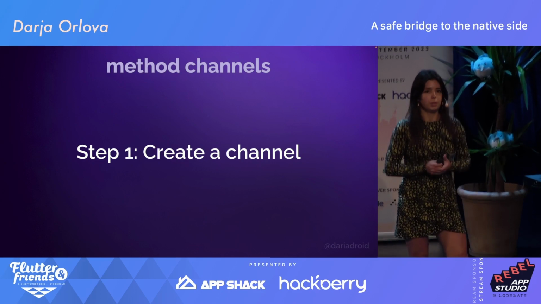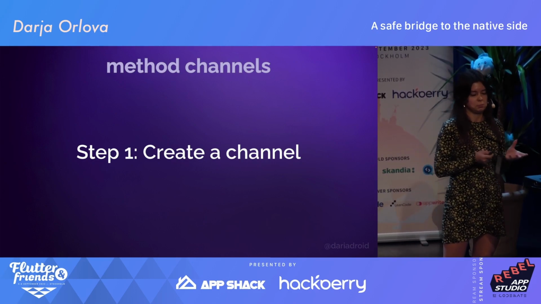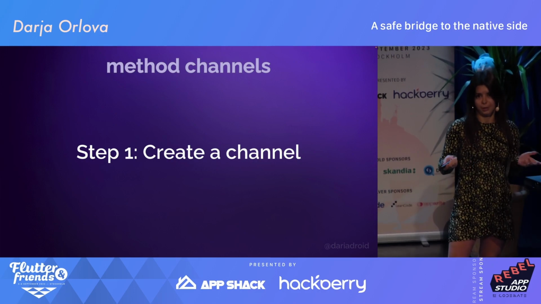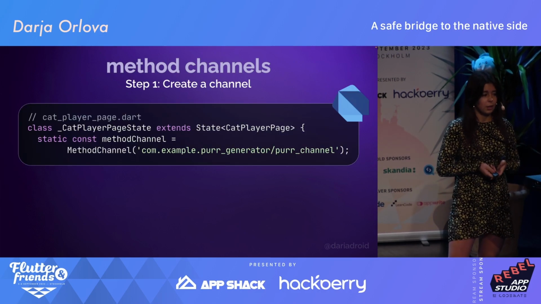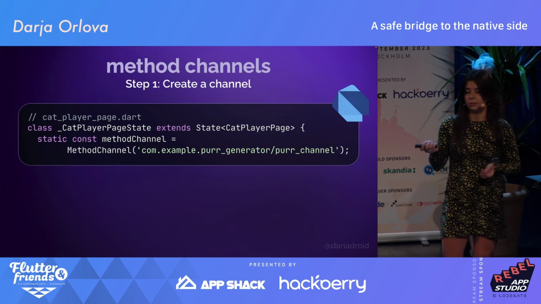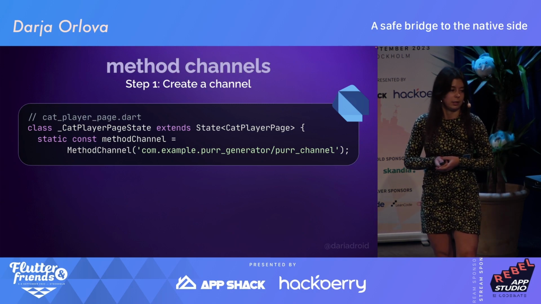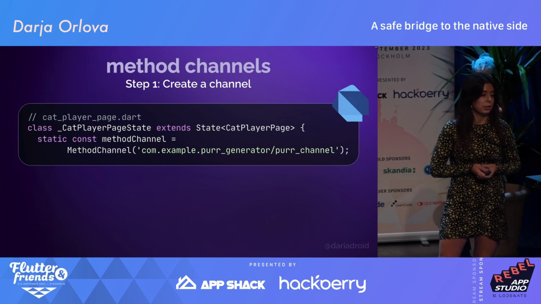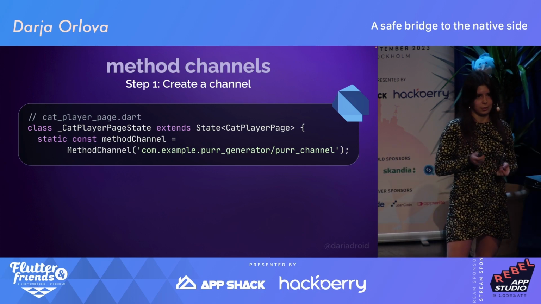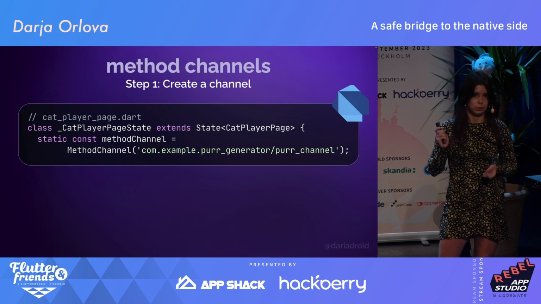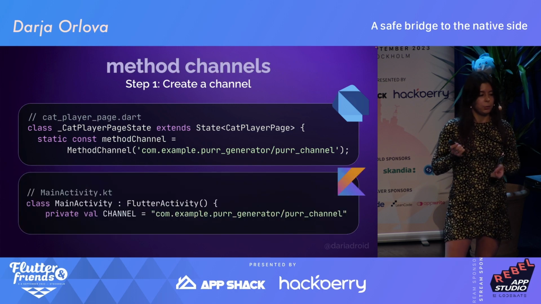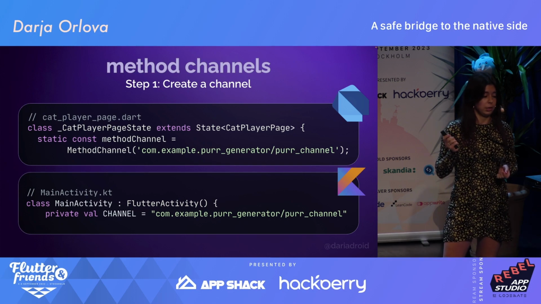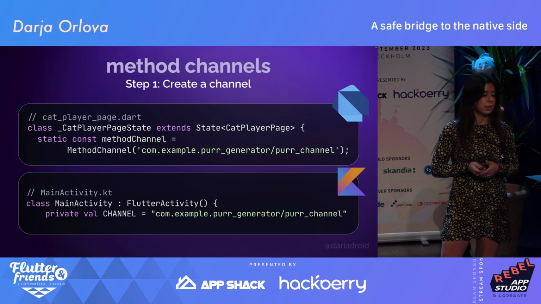So step one, in order to connect our Flutter app to our native part of the app, we need to create the channel itself. And this is done the following way on the Dart side. On the Flutter side, we need to create an instance of a class called MethodChannel, and the next important part is we need to give it a name. We then do the same thing on the Kotlin side, on the Swift side, and so on.